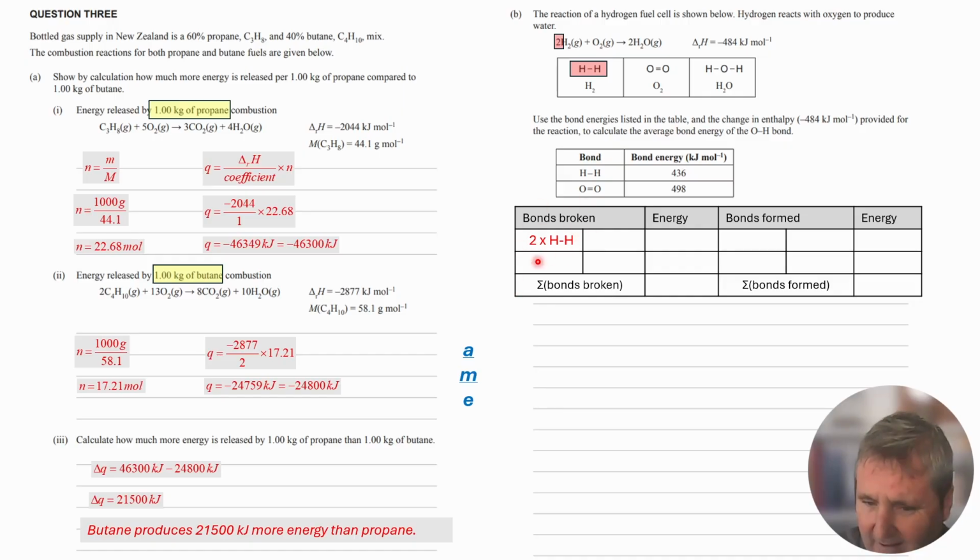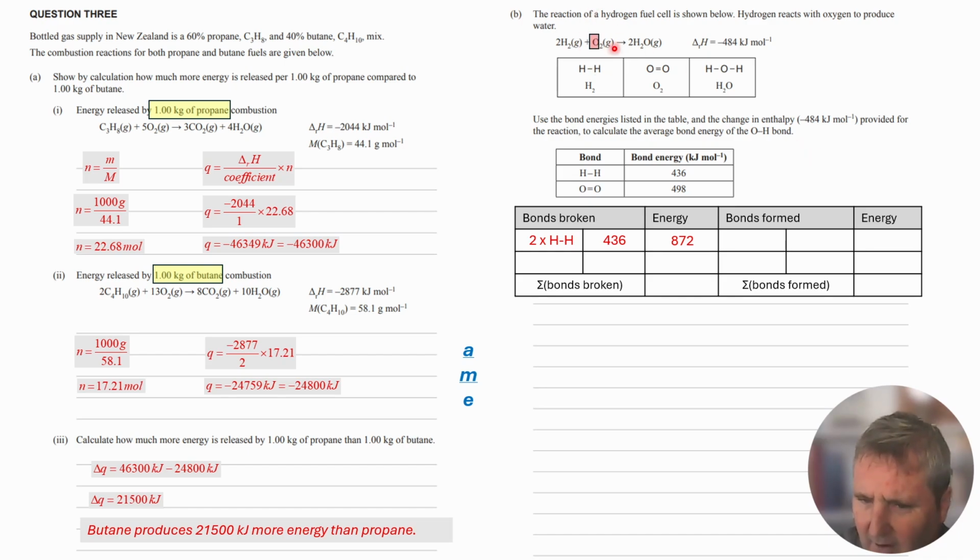So I've drawn that down here so I don't make a mistake with my arithmetic, and I can see that they are 436 kilojoules. So I'm going to write down 436. I'm going to multiply that by 2, which is 872 kilojoules of energy. Okay, so I've worked out how much energy we get from breaking the hydrogen bonds. Let's do the oxygen ones.